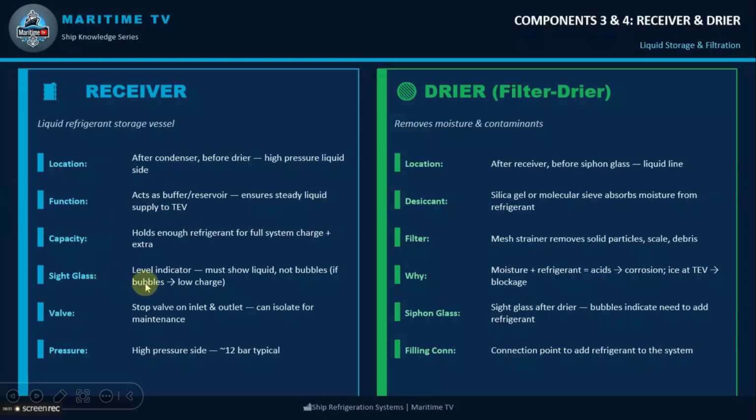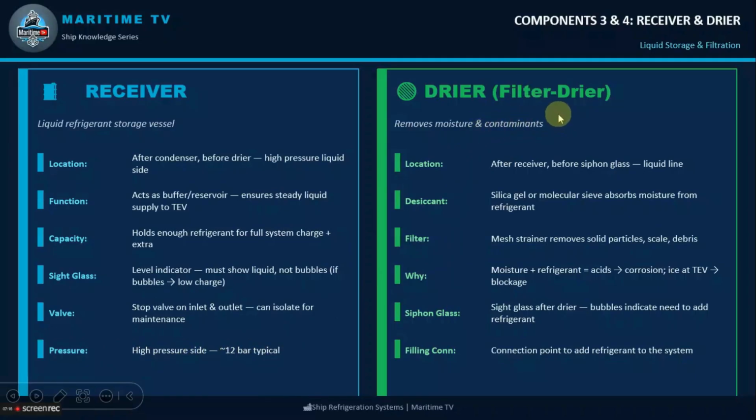Also, it has a sight glass. It's the level indicator; it must show liquid, not bubbles. Bubbles mean low refrigerant charge. Also, it has stop valves on the inlet and outlet, so you can isolate it for maintenance. This is the high pressure side, 12 bar typical.